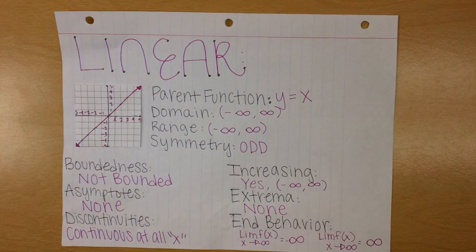The parent function of a linear function is y equals x. The domain, or x values, is negative infinity to infinity, and the range, or y values, is also negative infinity to infinity. It has odd symmetry because it's reflected over the origin.